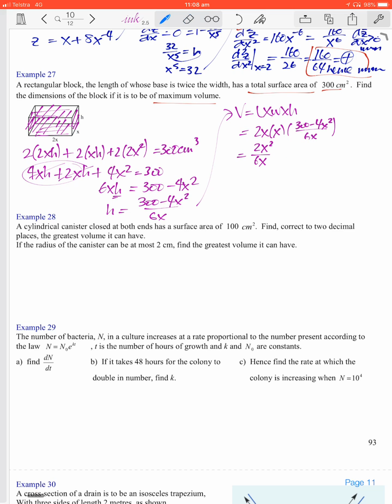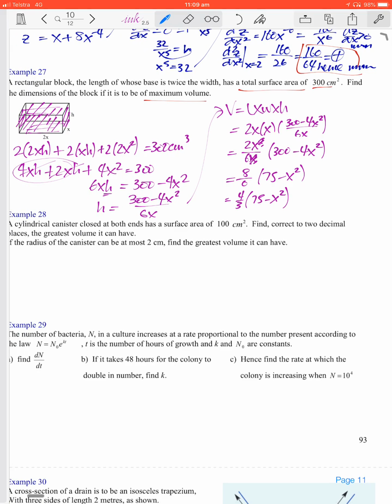300 minus 4x squared. Of course, we can cancel the x's. We can take a 4 out of that bracket. So if I take a 4 out, I'm going to have 8 on 6, and then I'm going to have 75 minus x squared. 8 on 6 is 4 on 3, 75 minus x squared. So that is our volume.